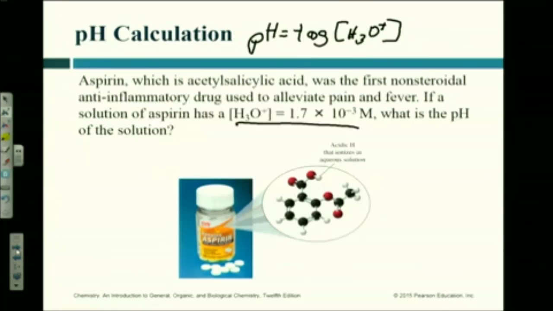And what is the pH? 2.77. 2.776. Actually, it's like 2.7695. No, we're not going all that far out. 2.78.